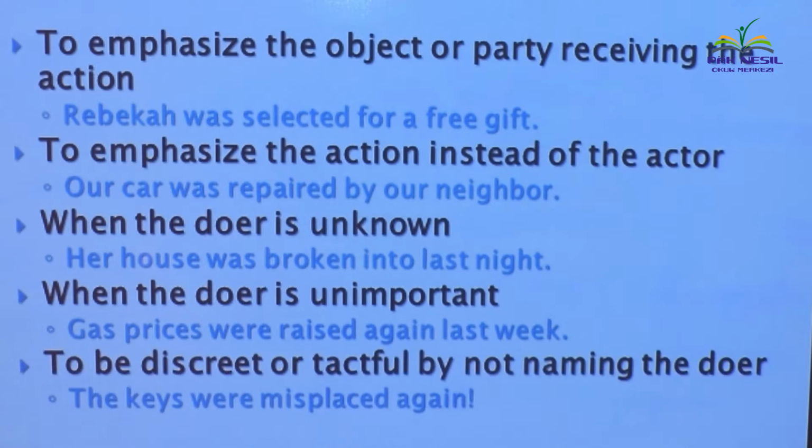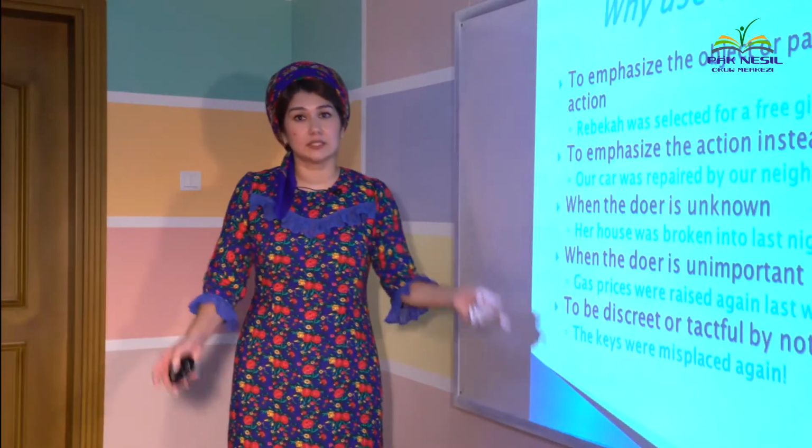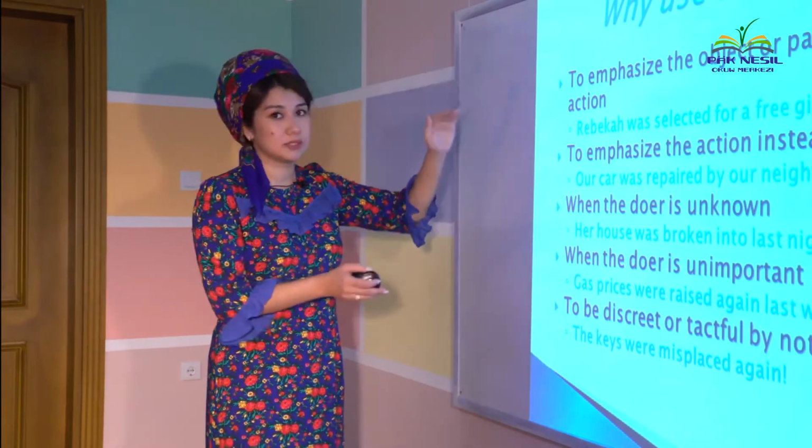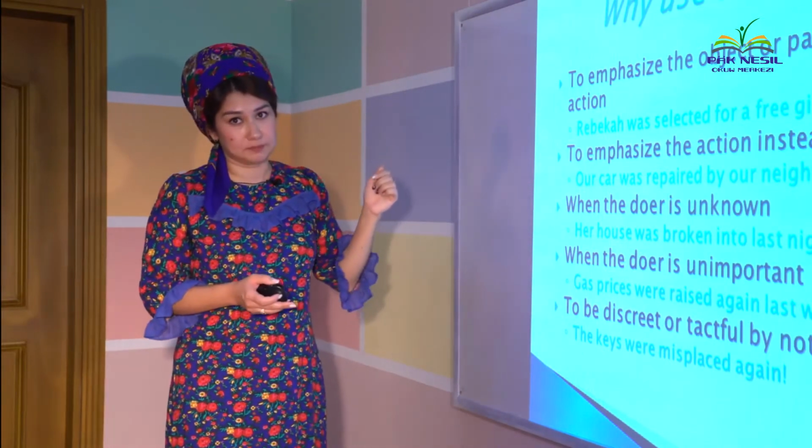The next one is we use the passive voice to be discreet or tactful by not naming the doer. So we are more polite, more tactful. For example, the keys were misplaced again. Maybe we know who did it, maybe we don't. But still, the fact is that somebody changed the place of the keys. Is that clear? These are the main reasons why we should use the passive voice.